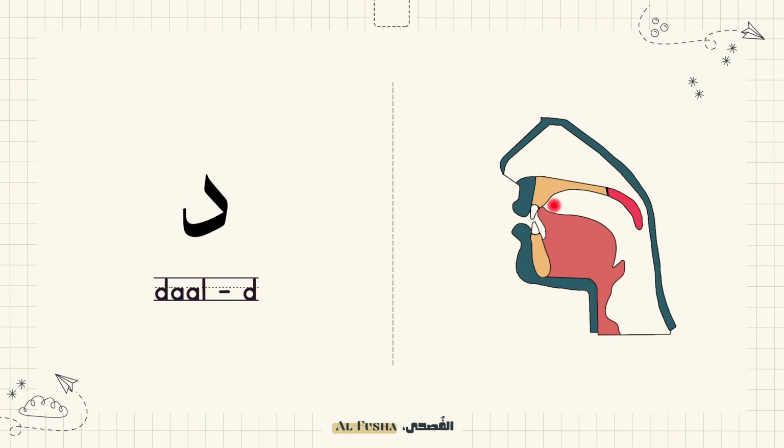After kha, we have dal, da, da. Yeah, easy. Next, ذال, the, the, the.